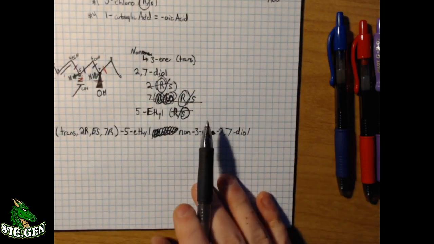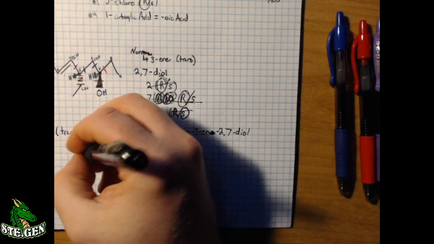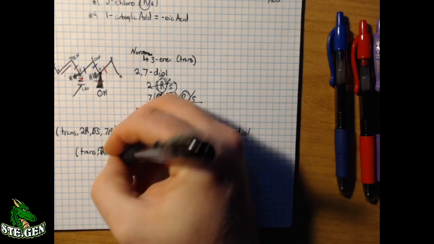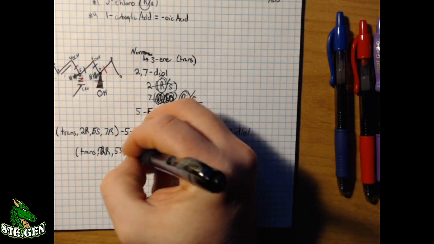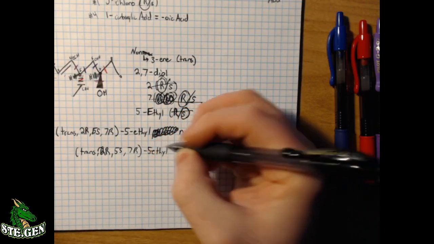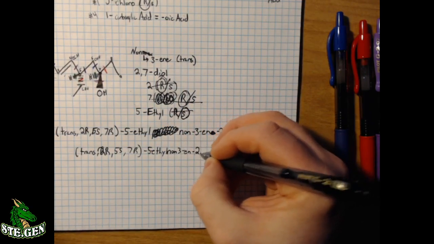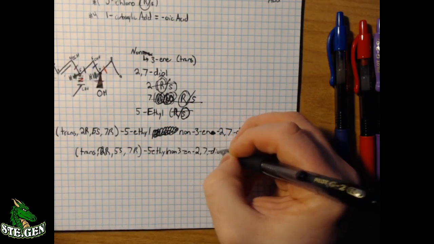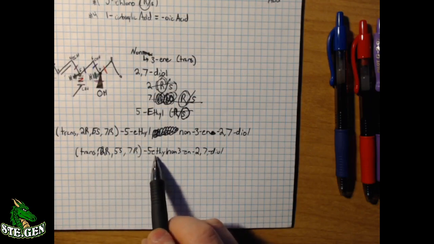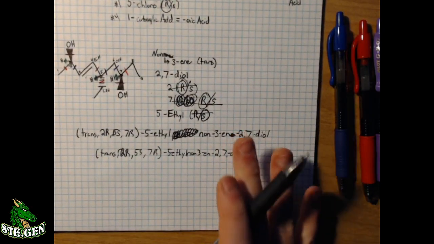Sounds like I just stutter stepped through that because there's so many gaps in it, but I'll rewrite it a little more clearly because I fumbled a little in there. Trans 2R, 5S, 7R, 5-ethyl non-3-ene-2,7-diol. There we go. All right.